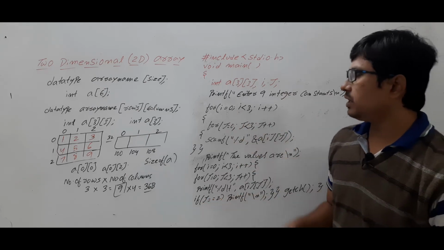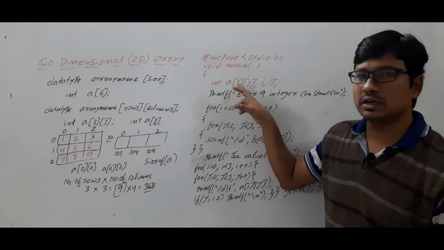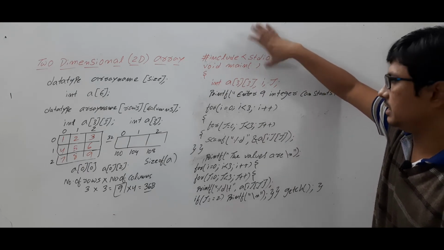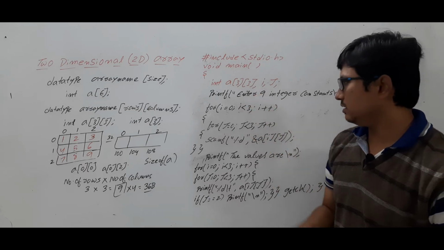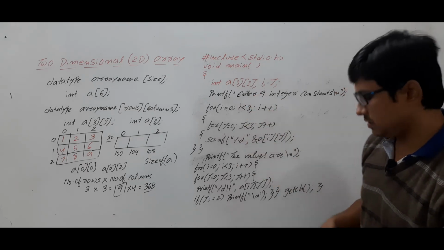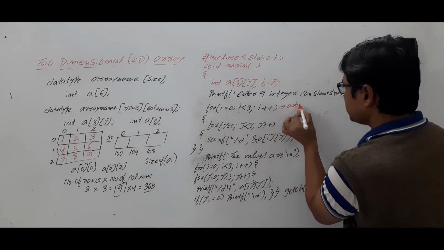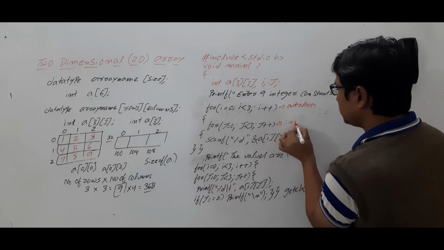Now if you look here, you have done the declaration. How many rows are there? 3 rows and 3 columns, and you have declared two variables i and j. Then you have asked the user to enter the 9 integers. Now look at this one. This is an outer loop and this is an inner loop.